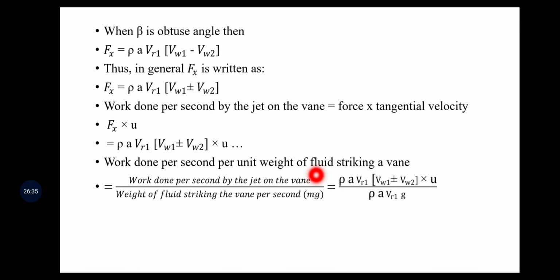Rearranging the terms and cancelling the common terms, rho A Vr1 will get cancelled here, and we will get the work done per second per unit weight of the fluid striking the vane as Vw1 plus or minus Vw2 into u by g. So this is the expression for the work done per second per unit weight of a fluid striking a vane.